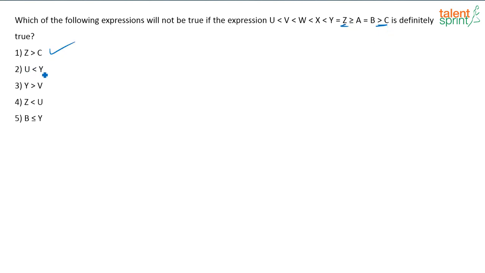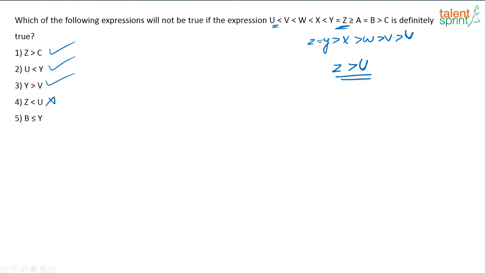So this is true. U is less than Y. Yes, U is definitely less than Y. That's also true. Y is greater than V. Yes, Y is greater than V. That's also true. Z is less than U. Where is Z? Z is here, U is here. Basically, you will get Z is equal to Y. If I write it the other way around, it is nothing but Z is equal to Y greater than X greater than W greater than V greater than U. Correct? Or actually, Z is greater than U. Z is not less than U.